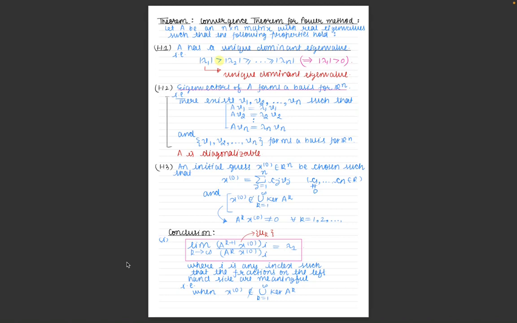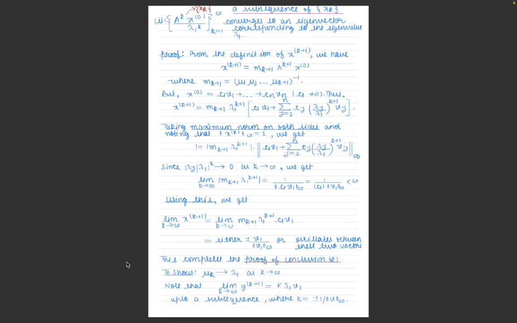But because we could write our initial guess in the form c1 v1 plus ... plus cn vn, where c1 is non-zero, I can write xk plus 1 as m_{k+1} lambda 1 to the k plus 1 times c1 v1 plus the sum of (lambda j by lambda 1) to the k plus 1 times cj vj, j going from 2 to n. Yes, we have already discussed this above, so I am just writing step by step.